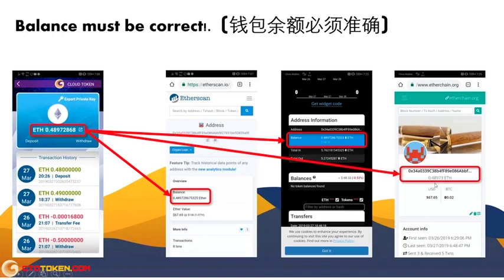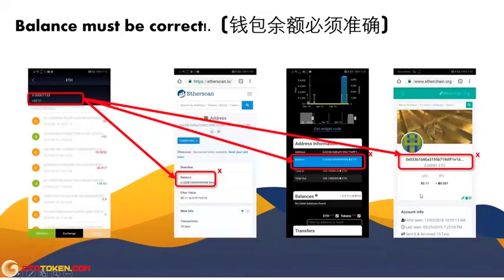It's 48973, because it's 8 here, so they rounded up to 3. Now you look at all this, so we know that this address's balance is actually on chain itself. But for some other centralized wallets, the balance is not the same, because what they show you is not on the chain, but from the database.